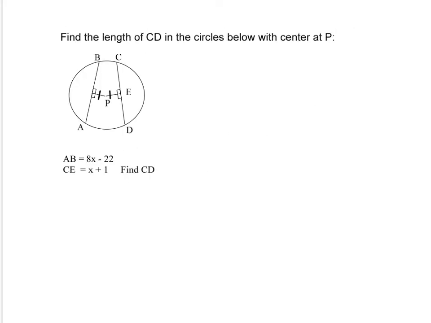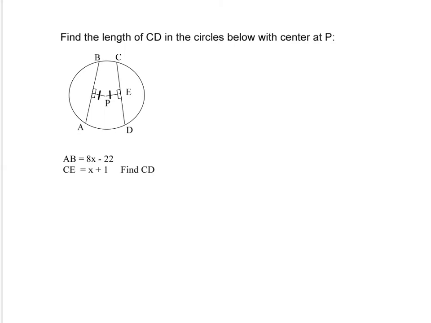Okay, let's do some problems. Find the length of CD in the circles below, with center P. It says here that the two chords are the same distance away from the center. We get that from our picture right here. So that means now that AB must be congruent to CD.